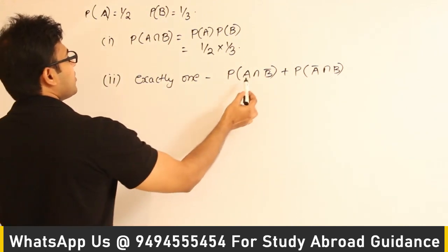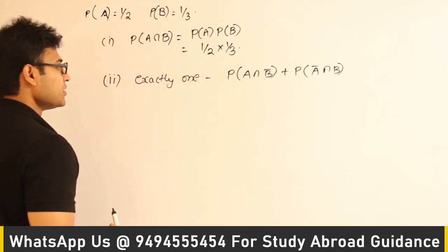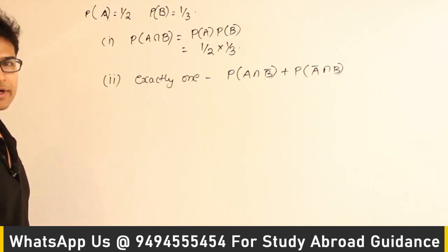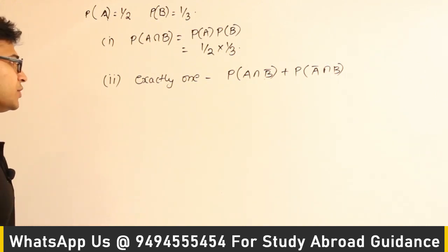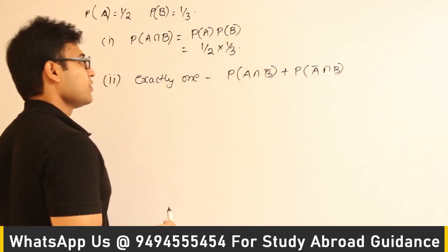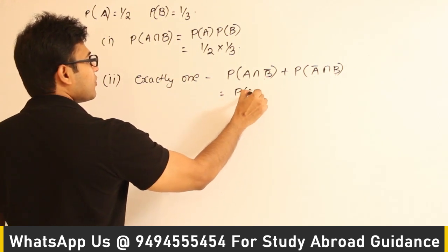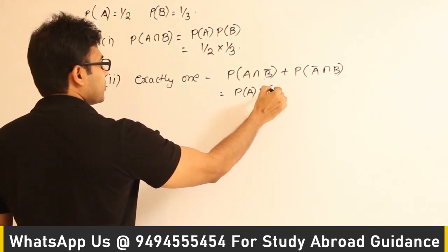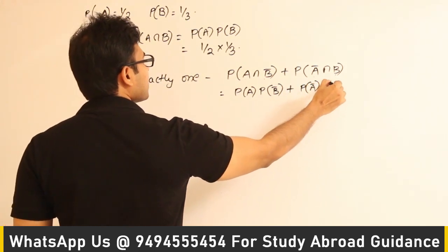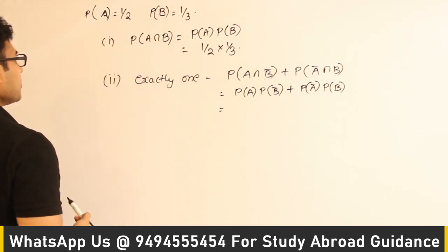Now since A and B are independent, we can say that A and B complement are also independent. How can we say it? Because we have just proven it in the previous video. And since A and B are independent, A complement and B are also independent. Therefore, it is equal to P of A into P of B complement plus P of A complement into P of B.